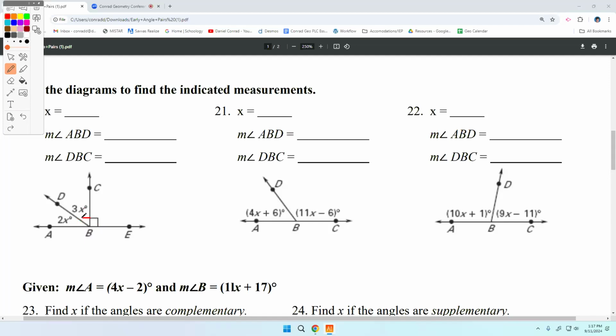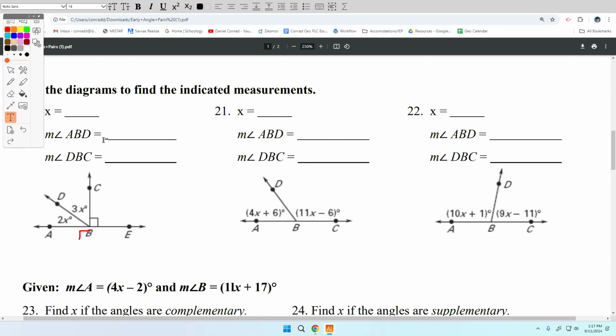Let me draw a better right angle here. Okay, which means the equation I'm going to set up here is going to add those 2 angles together and set them equal to 90. So a measure of angle ABD plus measure of angle DBC equals 90. We just created an equation, so we need to justify it. So my justification is going to be complementary angles. Complementary angles add up to 90 degrees.